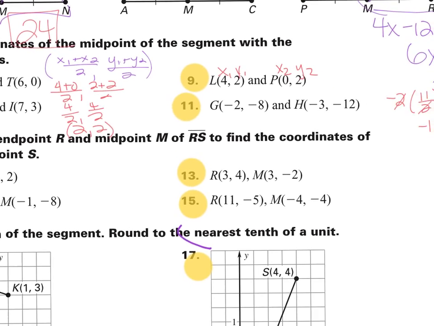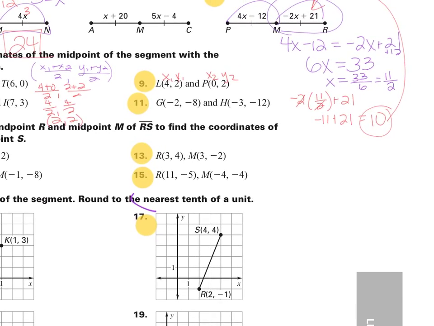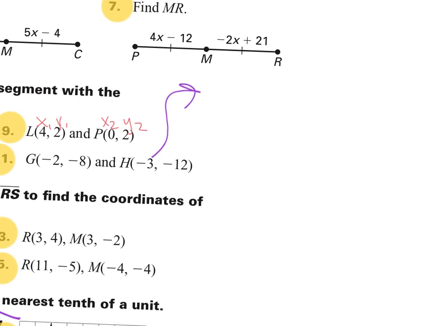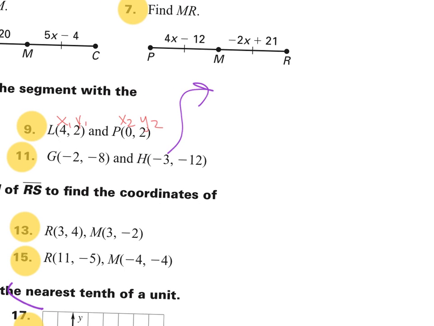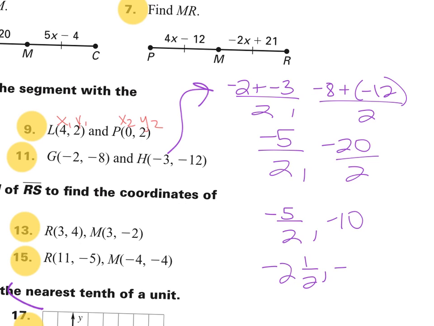And then 11. Do over here. So negative 2 plus negative 3 over 2, negative 8 plus negative 12 over 2. I get negative 5 over 2, and I get negative 20 over 2, which is negative 5 over 2 or negative 2.5. Either answer is okay. And negative 10.